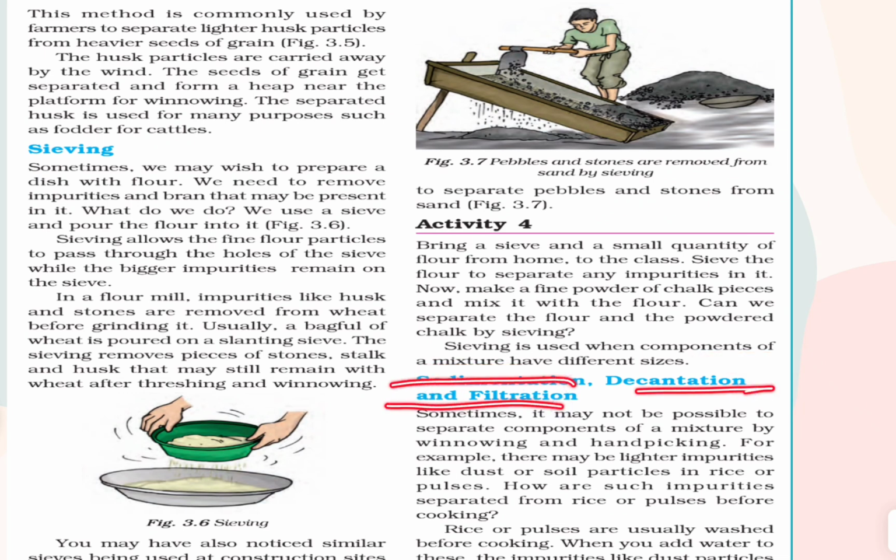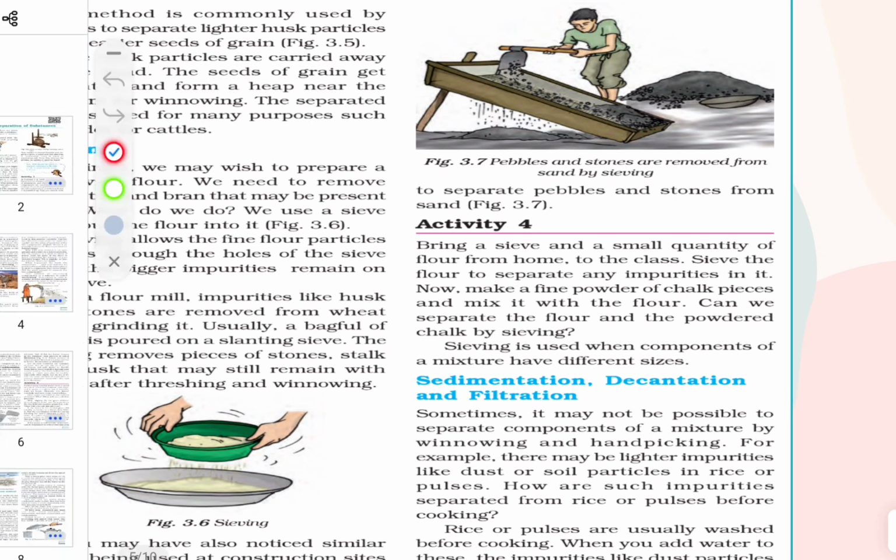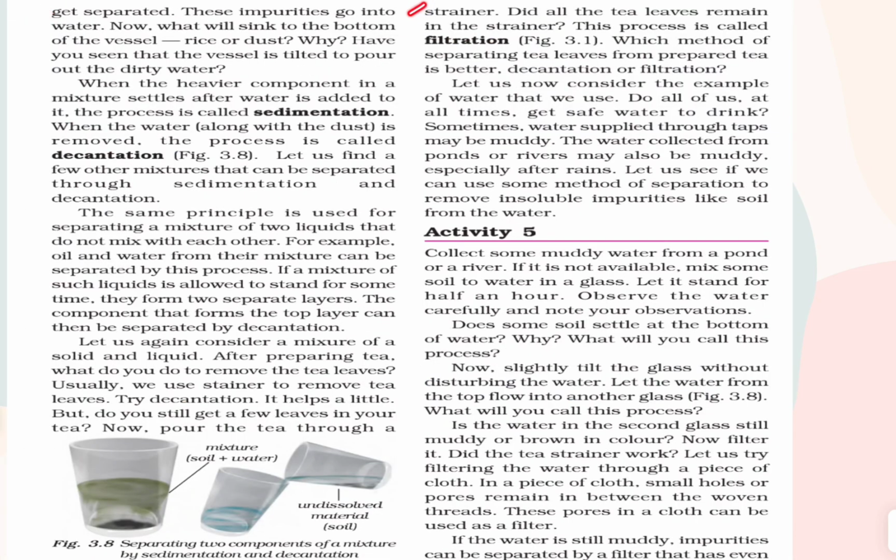Sedimentation, decantation and filtration. Sometimes it may not be possible to separate components of a mixture by winnowing and handpicking. For example, there may be lighter impurities like dust or soil particles in rice or pulses. How are such impurities separated from rice or pulses before cooking? Rice or pulses are usually washed before cooking. When you add water to these, the impurities like dust particles get separated. These impurities go into the water.